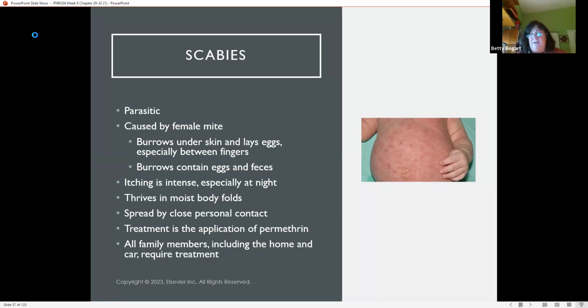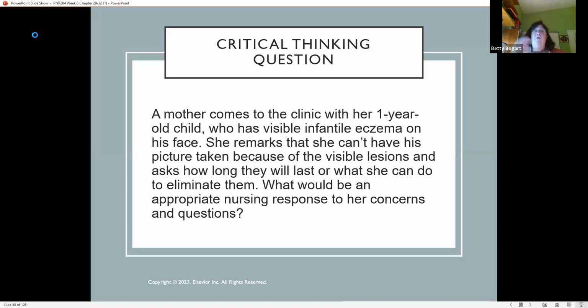So a mother comes to the clinic with her 1-year-old child who has visible infantile eczema on his face. She remarks that she can't have this picture taken because of the visible lesions and asks how long they should last or what can she do to eliminate them? What would be an appropriate response? Does anybody know?